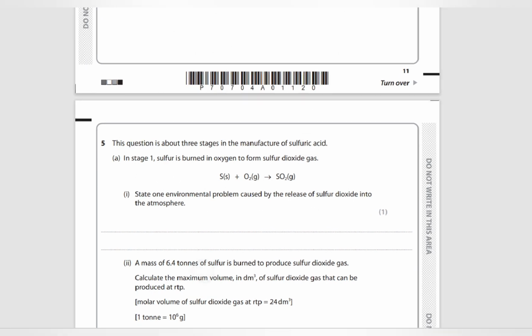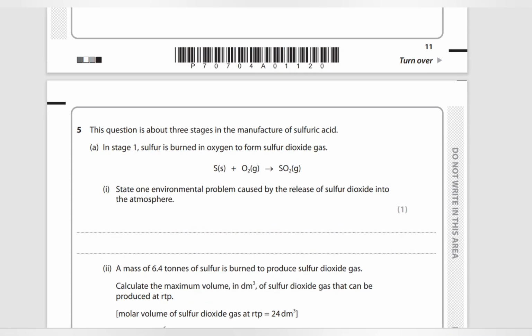Question number 5. This question is about 3 stages in the manufacture of sulfuric acid. In stage 1, sulfur is burned in oxygen to form sulfur dioxide. State one environmental problem caused by the release of sulfur dioxide into the atmosphere. One environmental problem is obviously that it produces acid rain. You can write that it produces acid rain, or just acid rain is fine.